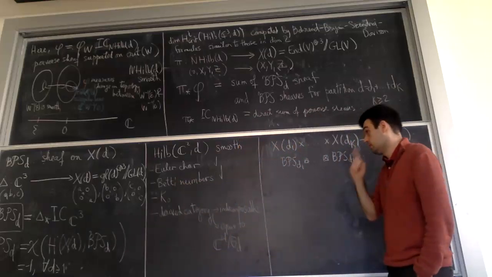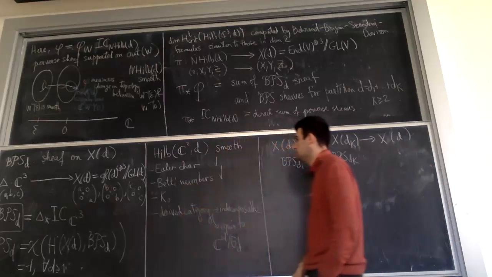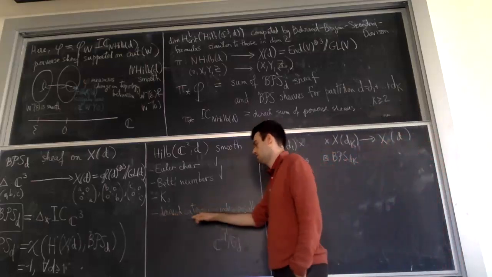So the next thing I want to talk about is versions of K-theory and derived category for the Hilbert scheme of points on C^3. So it will actually be easier to just talk about the derived category.